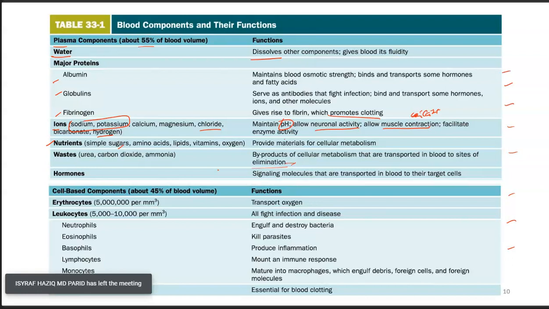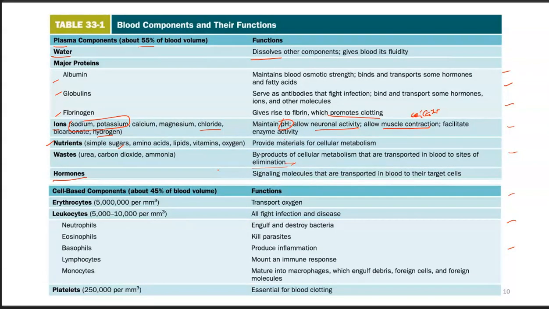And then you have hormones, which are signaling molecules that are transported in blood to their target organ. In the hormones chapter, we looked at the pituitary gland. The pituitary gland produces the hormone FSH, for example, follicle stimulating hormone. It is secreted in the pituitary gland, but it travels in your blood until it reaches the target organ that has the receptor for that hormone. Only cells that have the receptor for the hormone will respond.